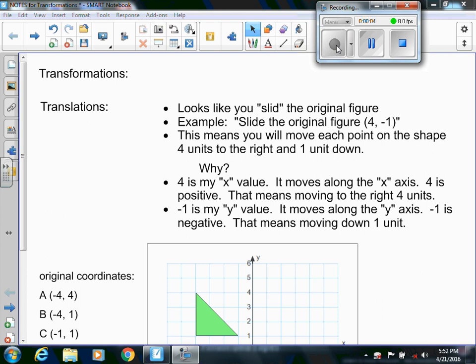Today's video is on transformations. We're going to go over the 4 different types of transformations. Make sure that you are taking notes on this information.